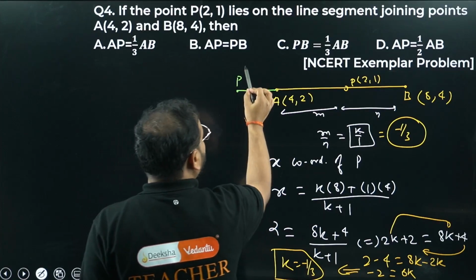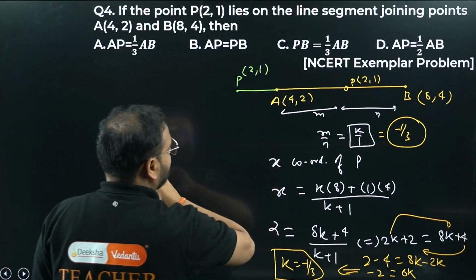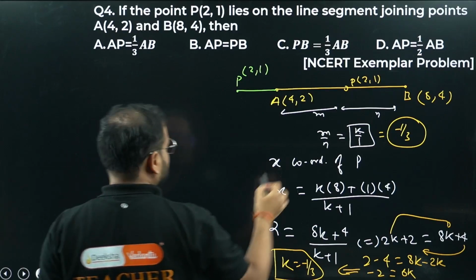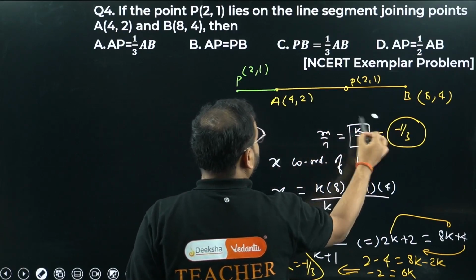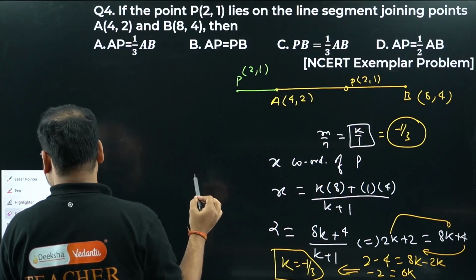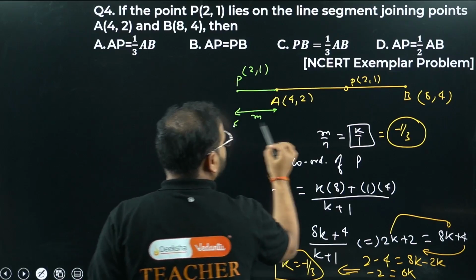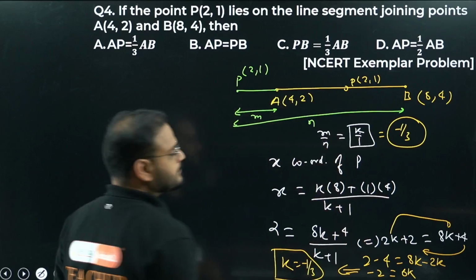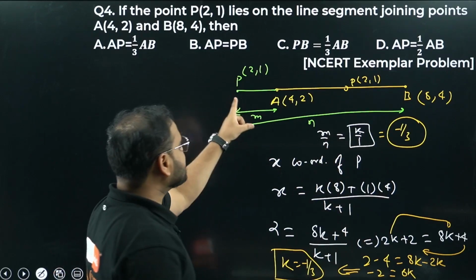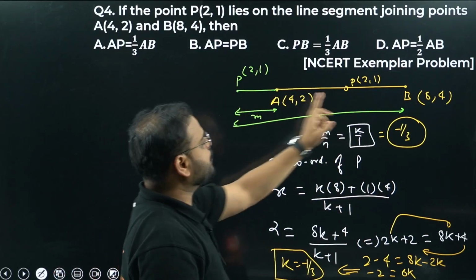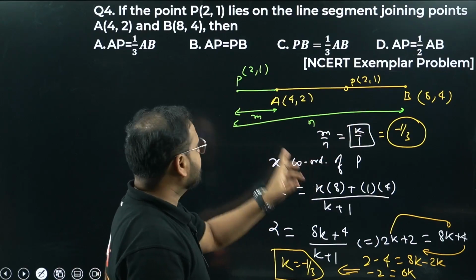Okay, this point P is over here, 2 comma 1. And the ratio is not like this, M to N. Actually it is like this. This is M and this whole thing is N. Means point P's distance to A and point P's distance to B is M to N, right?